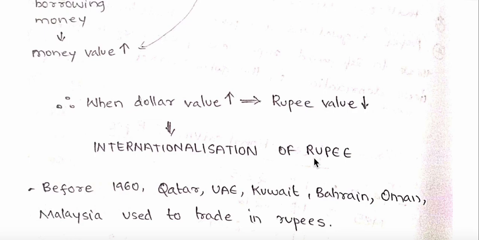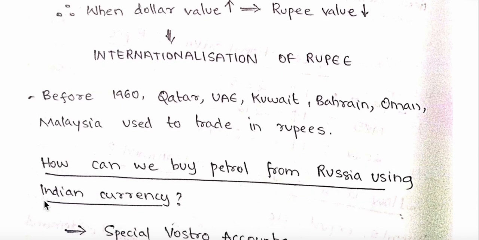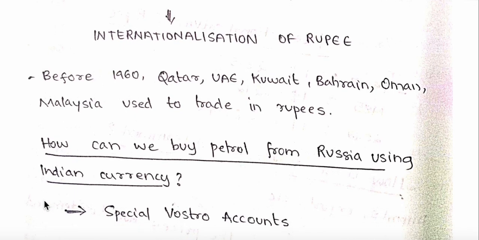Even before the 1960s, we used to trade in rupees with countries like Qatar, United Arab Emirates, Kuwait, Bahrain, Oman, and Malaysia. But due to dollarization, we used to make 86% of imports and exports in dollars only. But now our rupee value is depreciating day by day. For us, the only solution is internationalization of the rupee: exporting and importing in rupees.